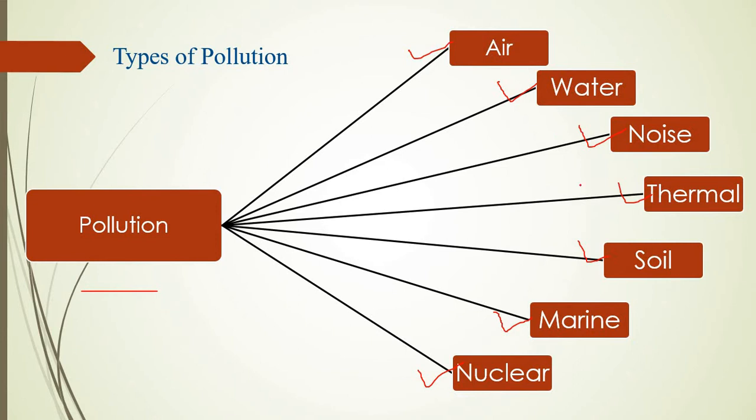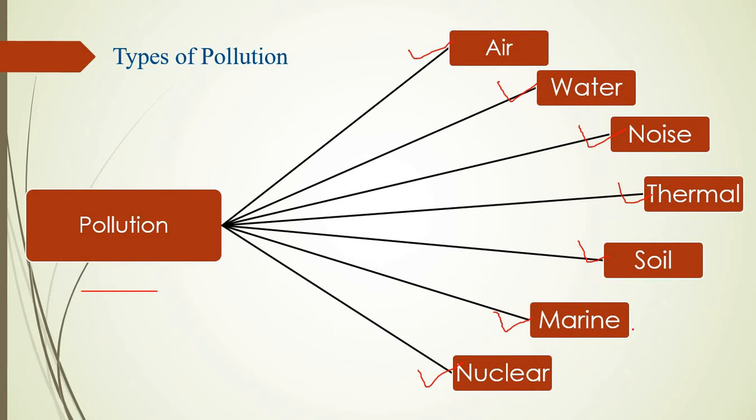Thermal pollution: we create over-critical temperatures at the industrial level, which increases the atmospheric temperature. That is called thermal pollution. Soil pollution: we create a muddy effect and chemical reactions in the first lithosphere layer of the earth. That is also called soil pollution.